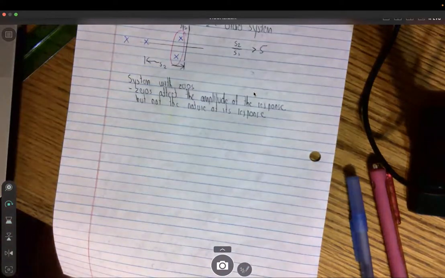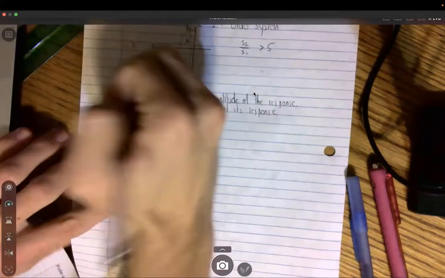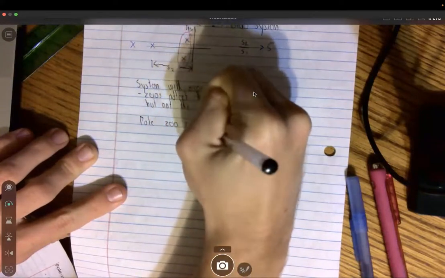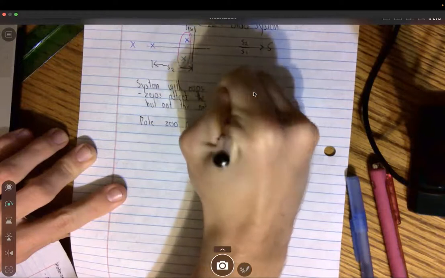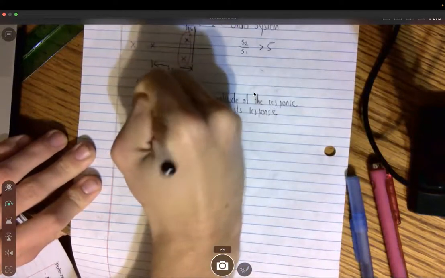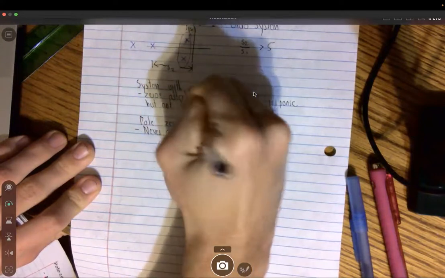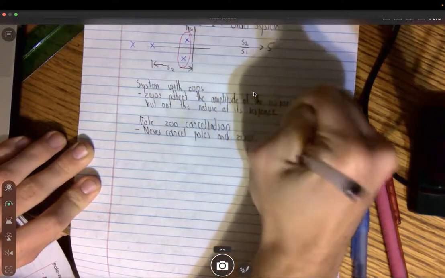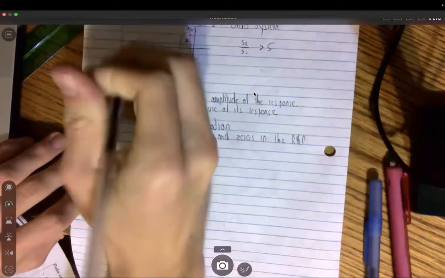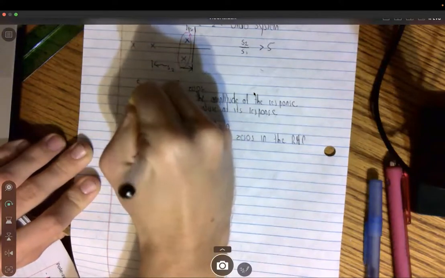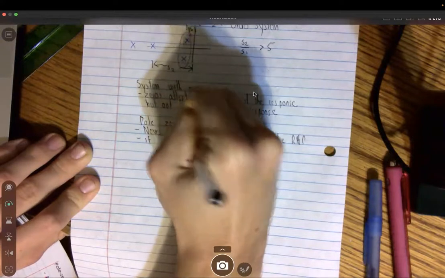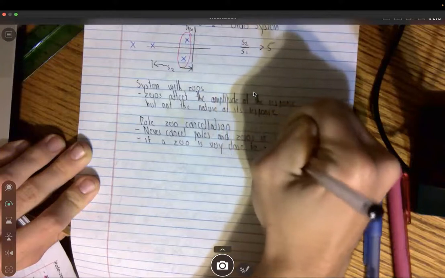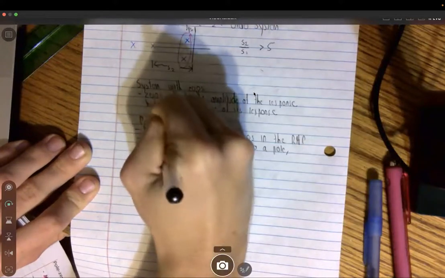And so the final one that we're going to see is pole zero cancellation. For pole zero cancellation, you never cancel poles and zeros in the right-hand plane. Now we're talking about the left-hand plane: if a zero is very close to a pole, it cancels the effect of the pole.